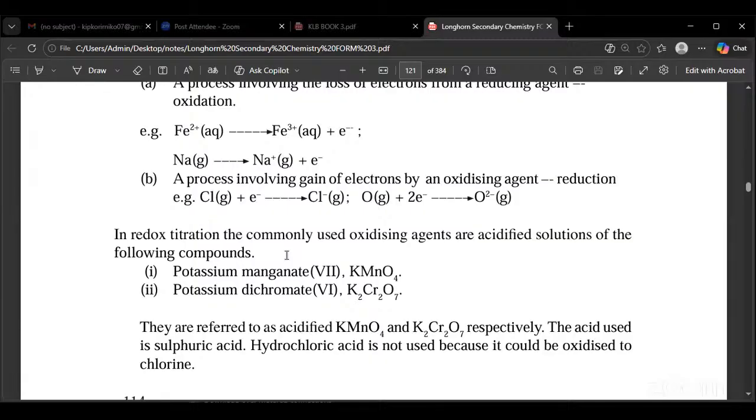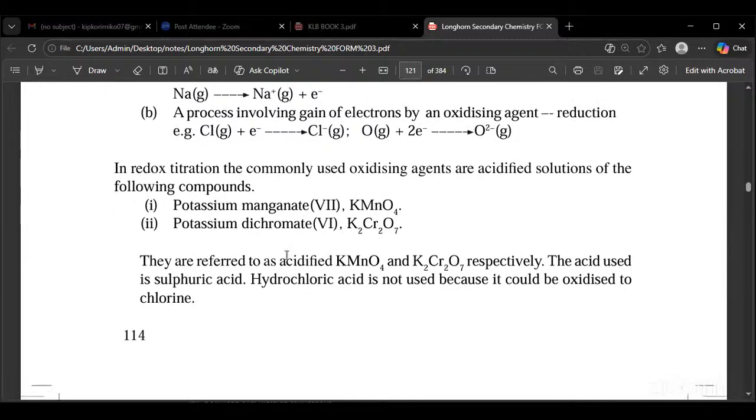Now, chlorine is not a good gas when taken or inhaled in large quantities. So that is why we use sulfuric acid, which is not normally oxidized. So you have been told why. I think nobody ever tells you why HCl is not used, by the way.